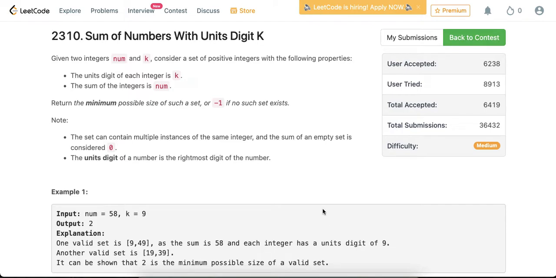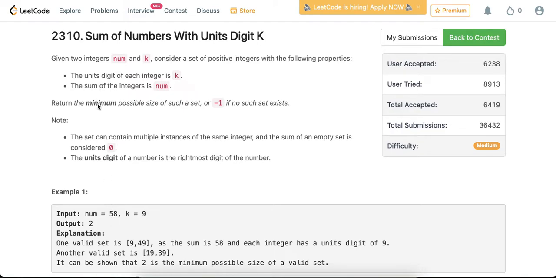We consider a set of positive integers with the following properties. So only positive integers. The unit digit of each integer is k, and the unit digit is basically the last digit of the integer. That's what's called the unit digit here, and that is represented by the variable k. And then the sum of the integers that we are targeting is called num. So this is the target sum of all the integers.